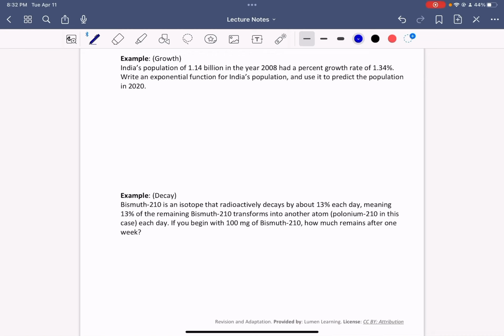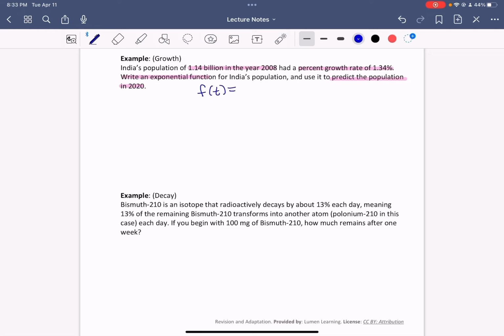India's population of 1.14 billion in the year 2008 had a percent growth rate of 1.34%. Write an exponential function for India's population and use it to predict the population in 2020. So a couple of key takeaways that we want to look at in this one. India's population of 1.14 billion was in the year 2008. It had a percent growth rate of 1.34%. What we want to do is write an exponential function, and then predict the population in 2020. So first, let's start with our formula.